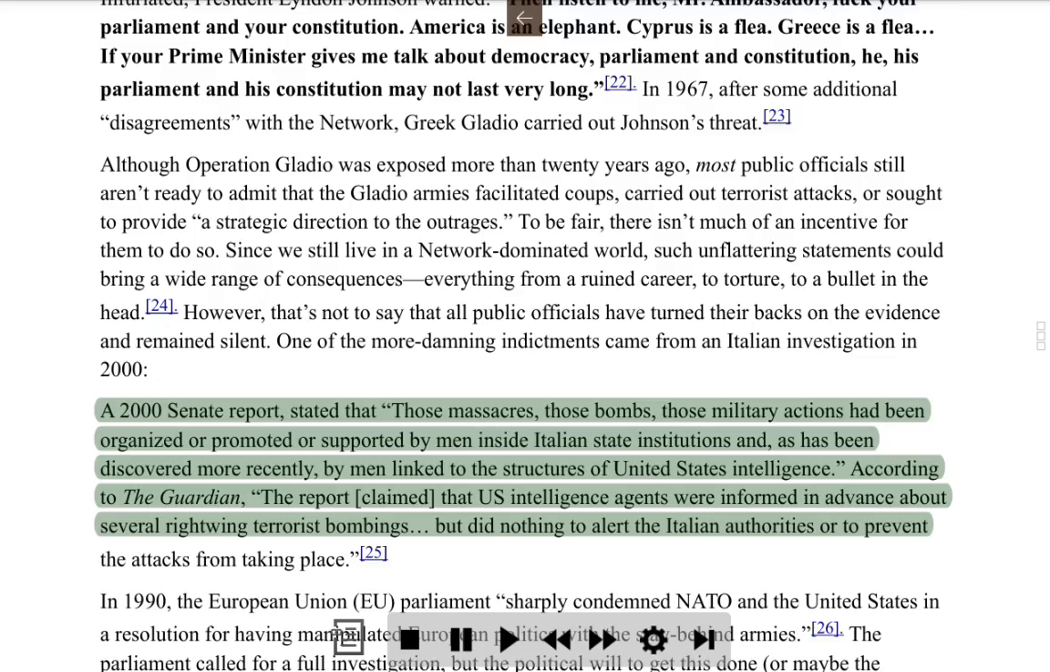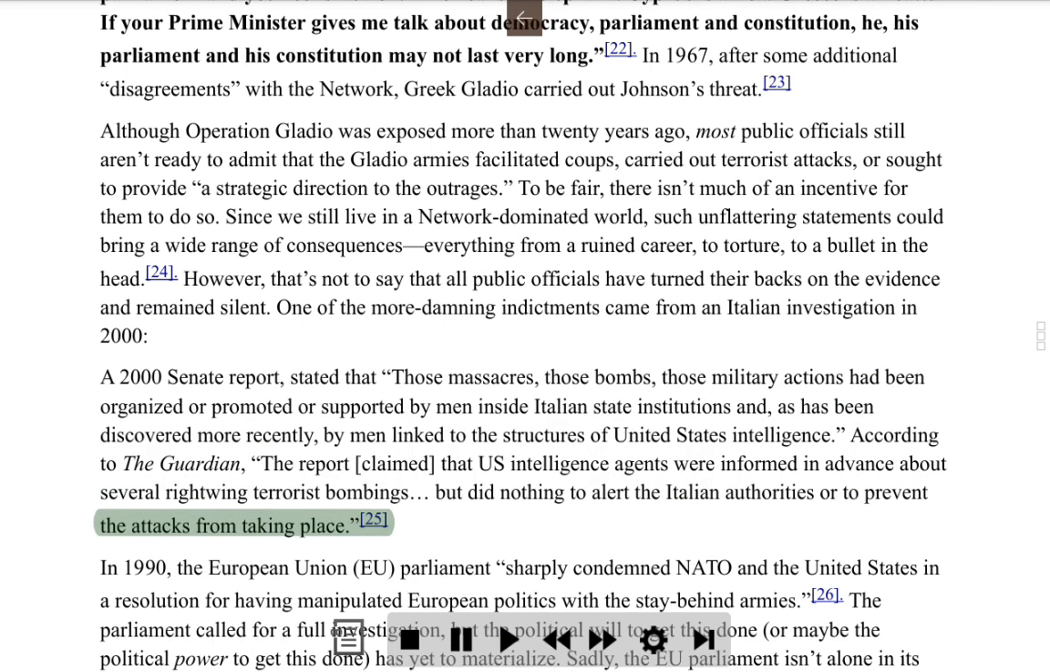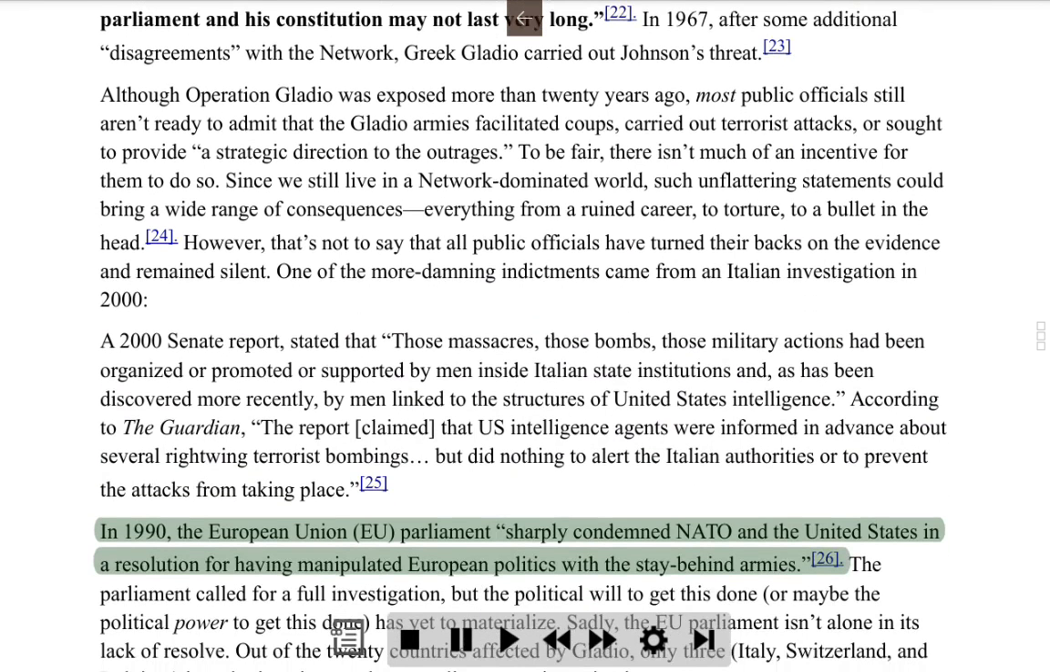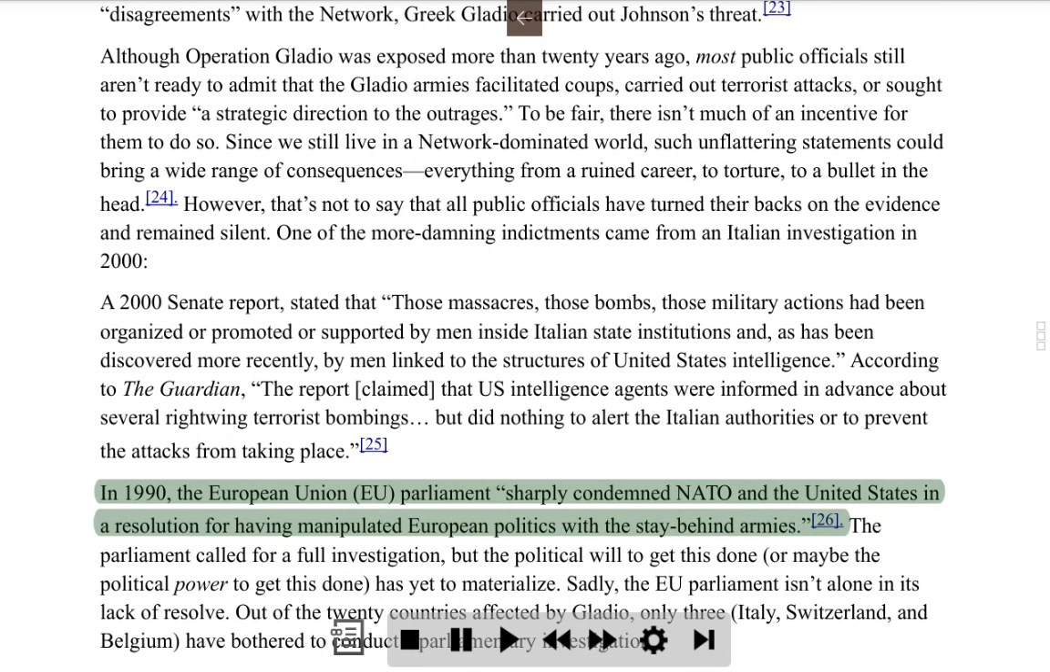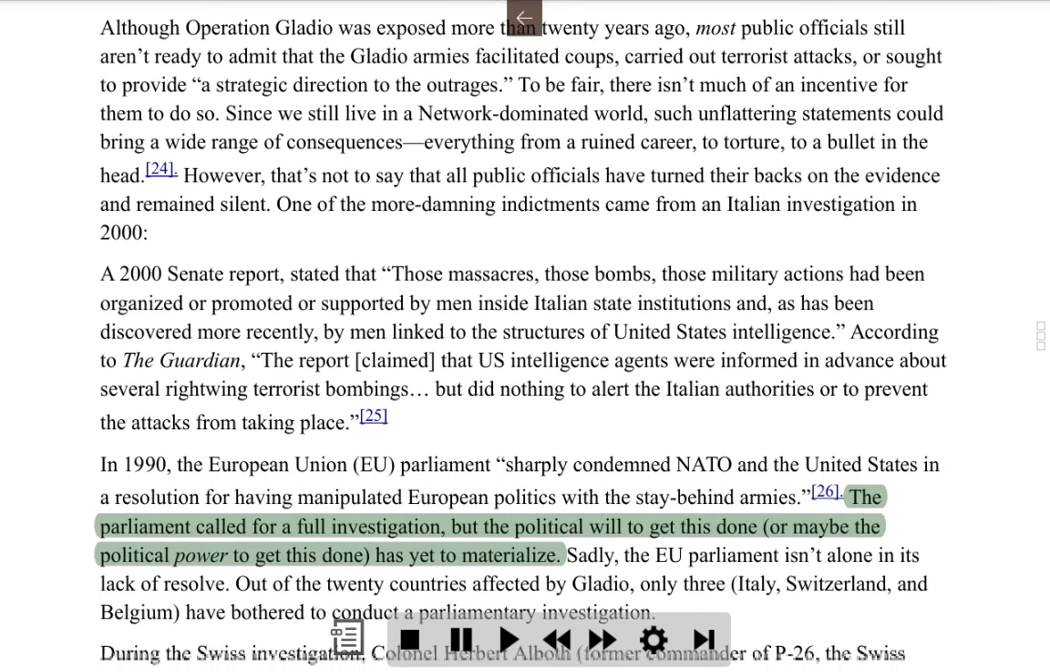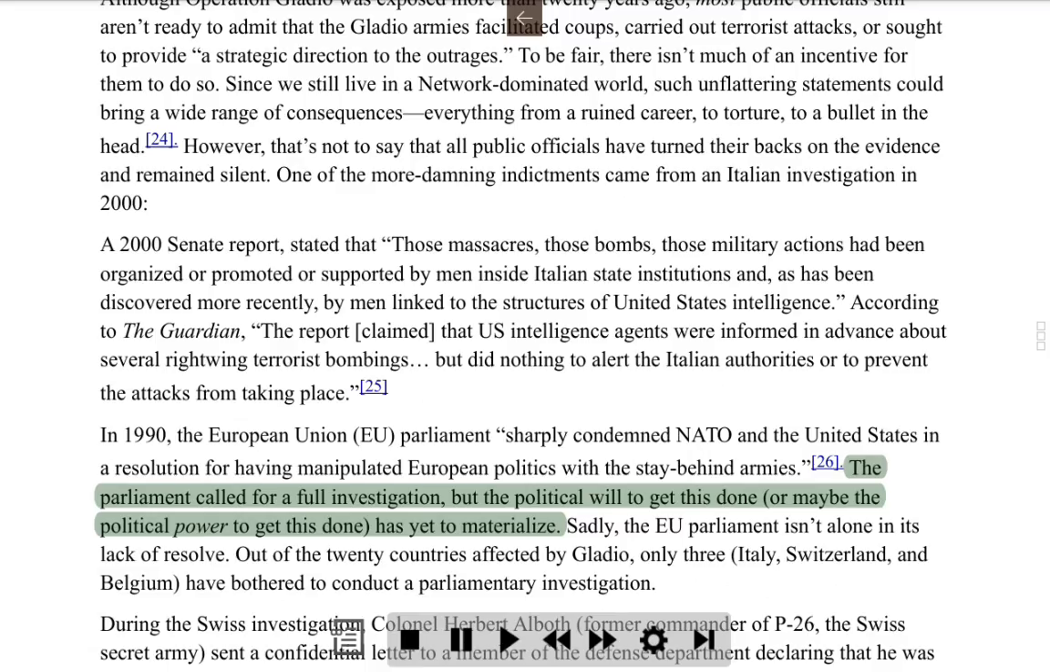Intelligence agents were informed in advance about several right-wing terrorist bombings, but did nothing to alert the Italian authorities or to prevent the attacks from taking place. 25. In 1990, the European Union, EU, Parliament sharply condemned NATO and the United States in a resolution for having manipulated European politics with the stay-behind armies.